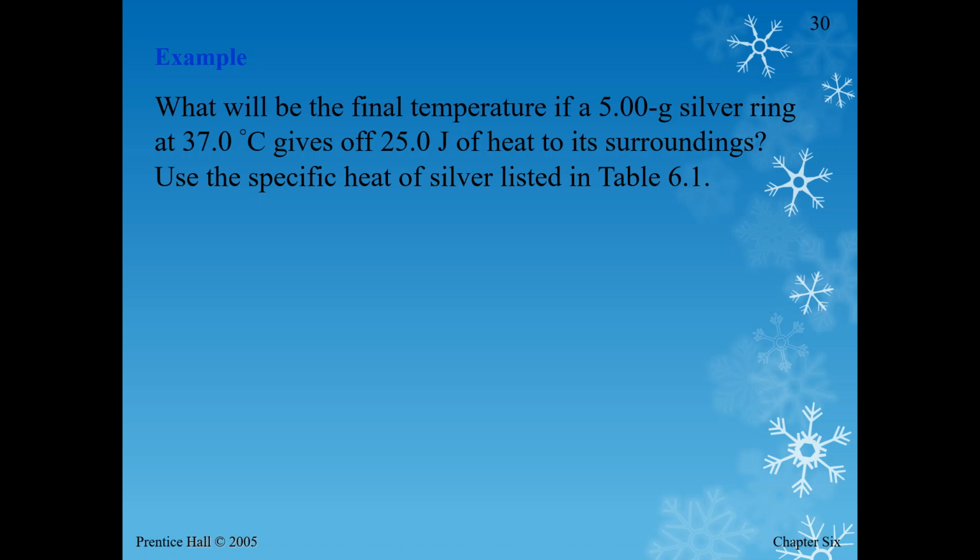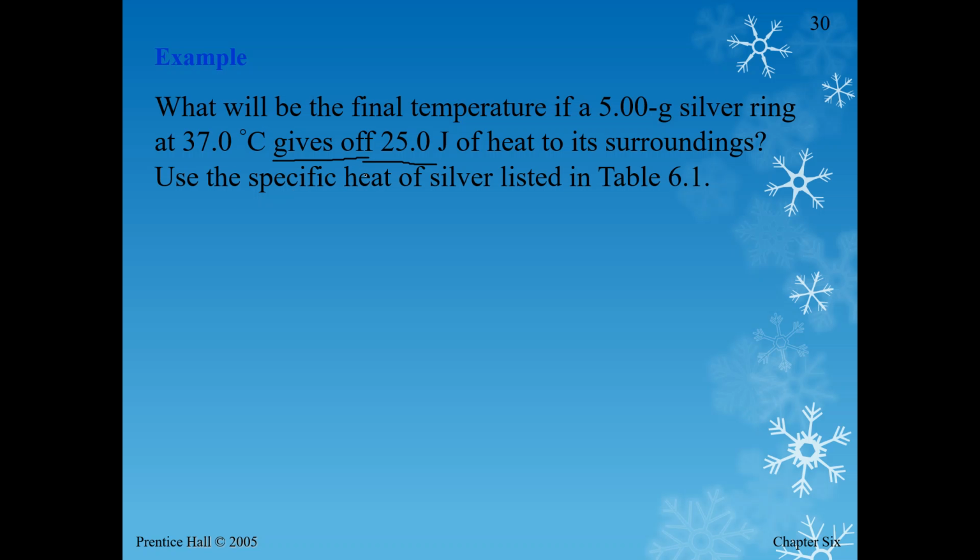Let me do this last example here for this particular video, and then I'll stop and take a break and then do another video to try to complete this chapter. So in this question, now this one is very tricky because you have to look at how this question is worded. It says, what will be the final temperature if a 5.0 gram silver ring at 37 degrees Celsius gives off, let me underline that, gives off 25 joules of heat to its surroundings. And it says use the specific heat of silver listed in the previous table.